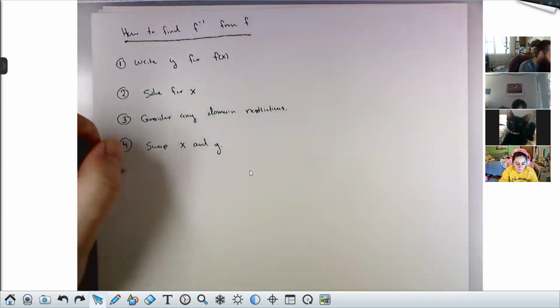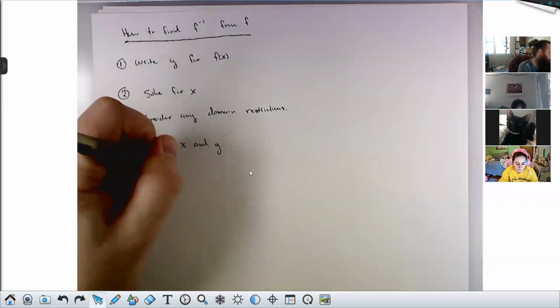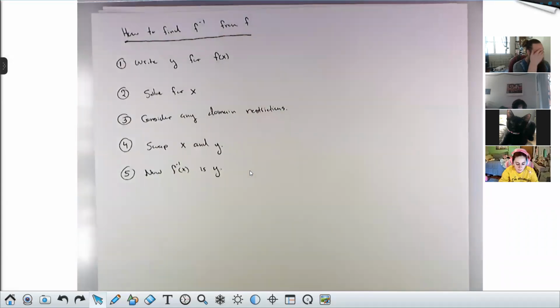And now finally, f inverse of x is y. So you can swap, or you can replace y by f inverse in the last step. Right, this is your 5-step procedure for finding the inverse of any invertible function. Let's do it.